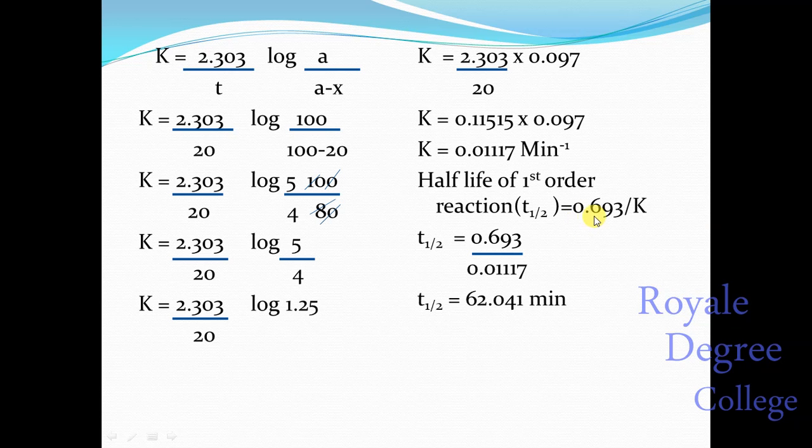Now the half-life of the first order reaction, t half: we know its formula is equal to 0.693 by k. Now in place of k we are writing the value of k. What is the value of k we got here? 0.01117. So we divide this and we will get the value as 62.041 minutes. That is the half-life period of the first order reaction.